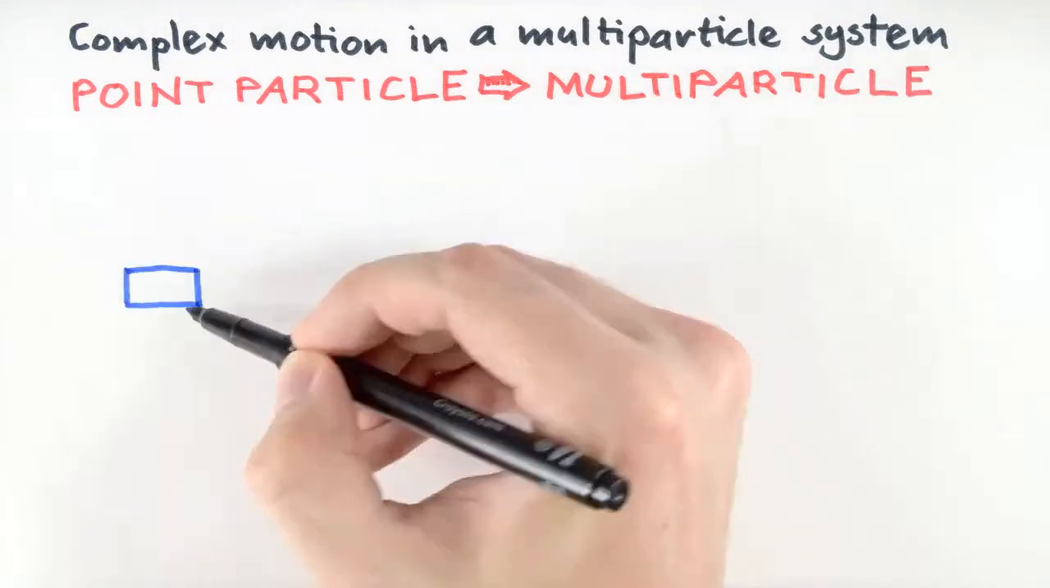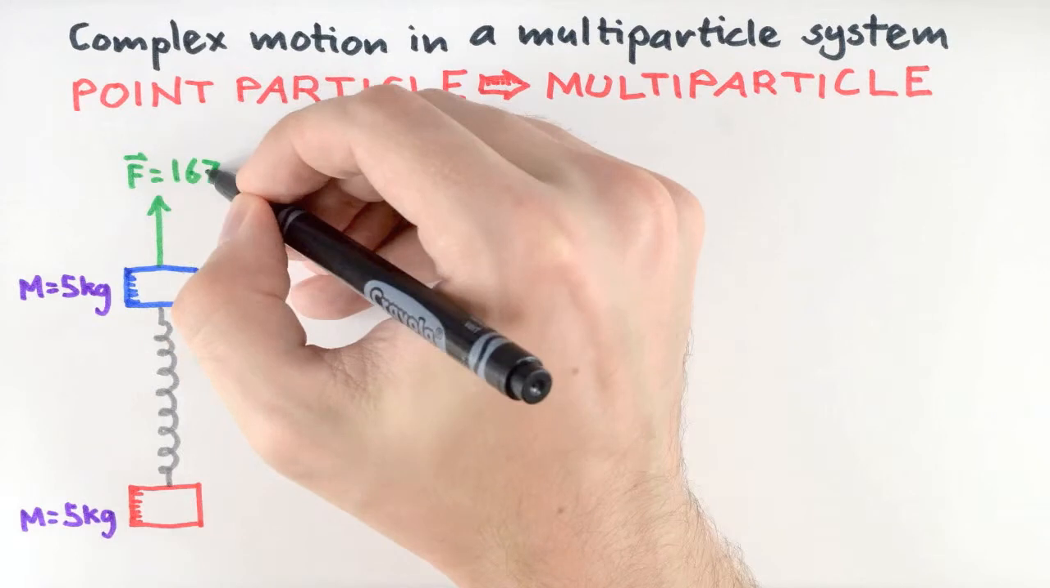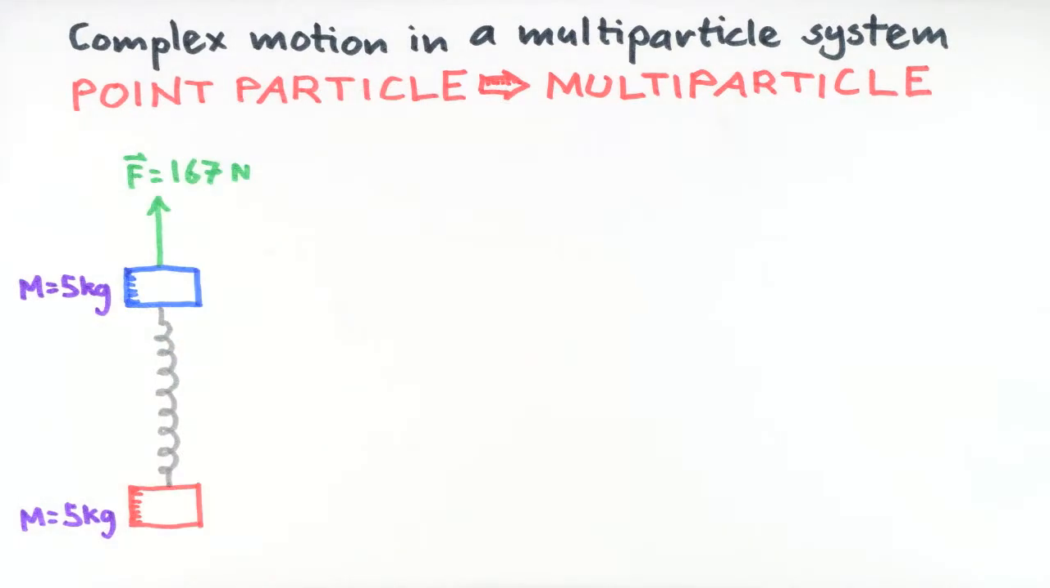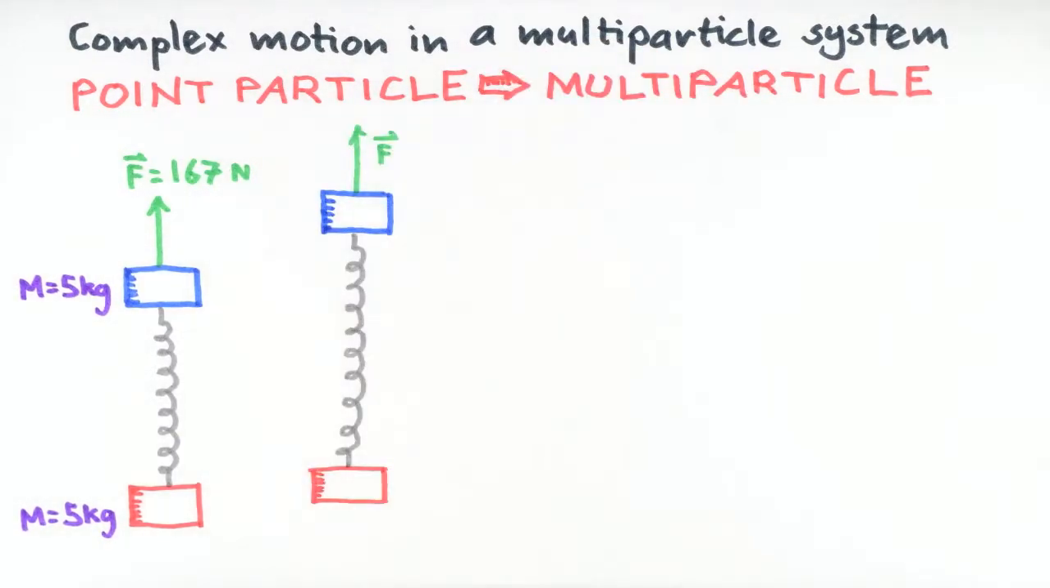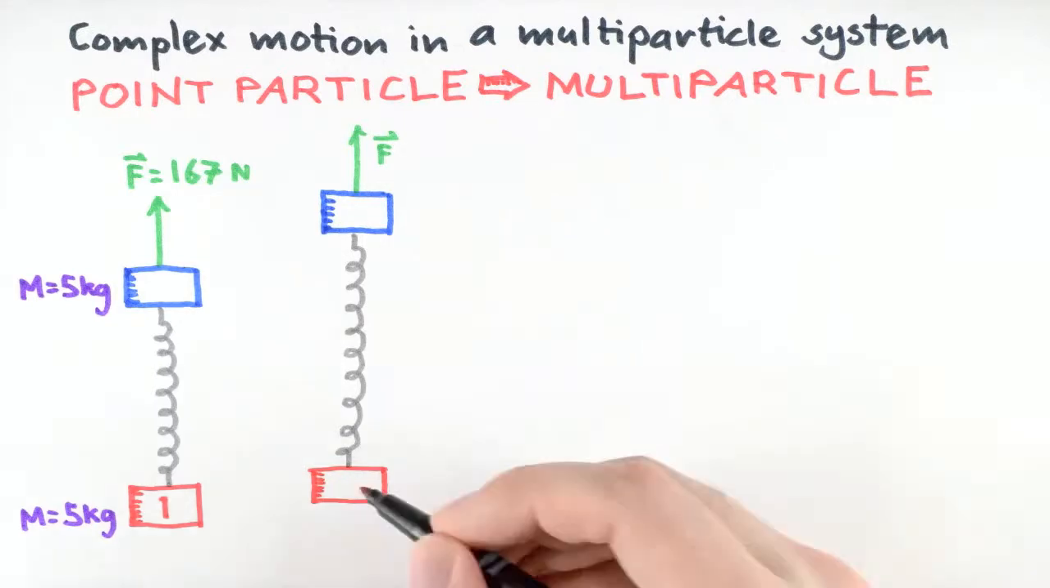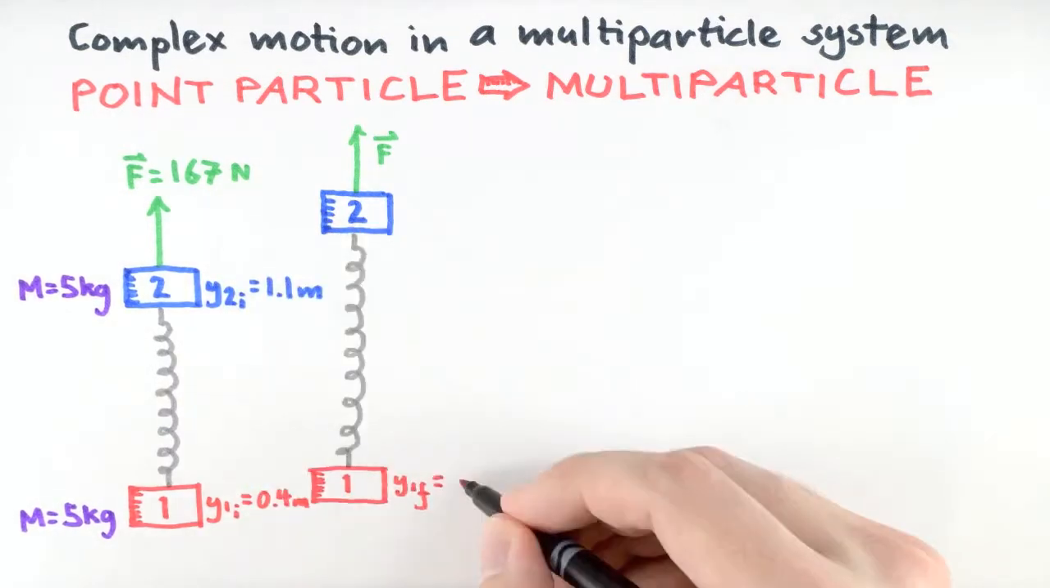Here's the problem statement. Two blocks, each of mass 5 kilograms, are connected by a spring of negligible mass and held up vertically, one block over the other as shown. Starting from rest, an upward force of constant magnitude, 167 newtons, is applied to the top block. Sometime later, the blocks have moved upward. Labeling the bottom block as block 1 and the top block as block 2, the initial and final heights of the two blocks are given as shown.